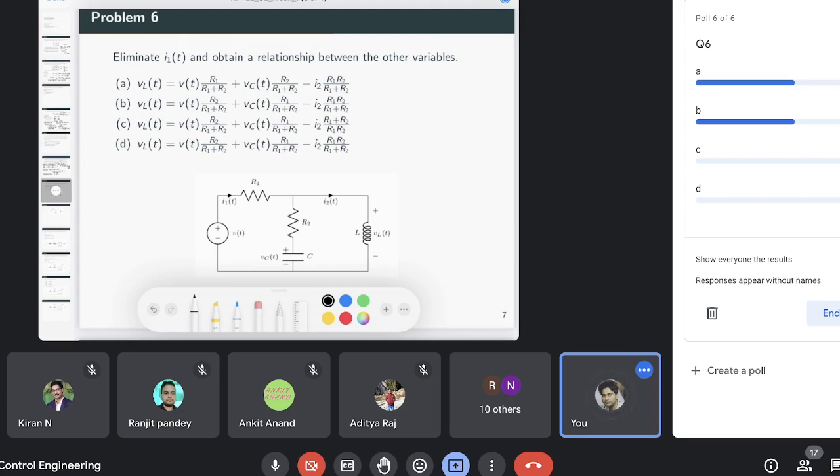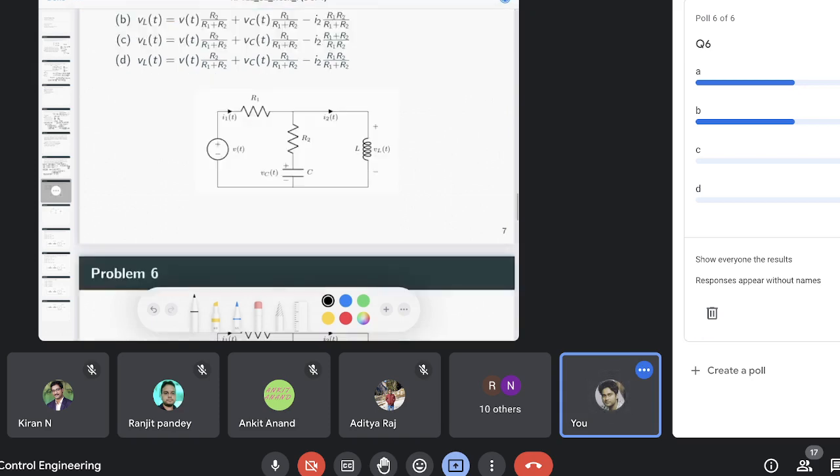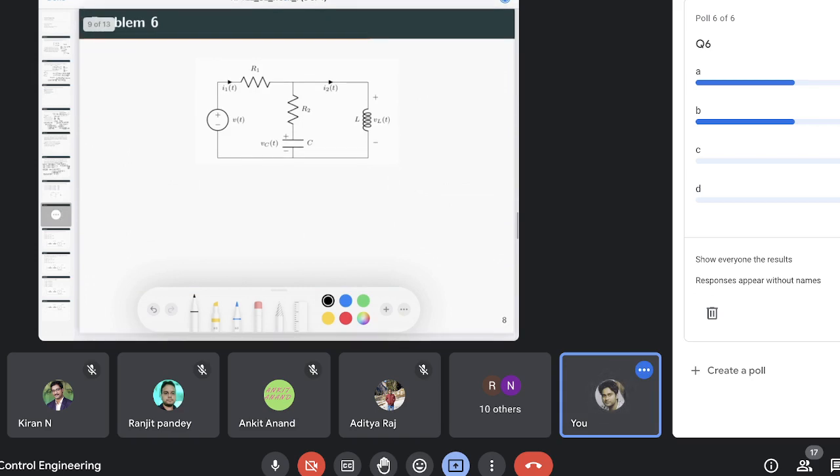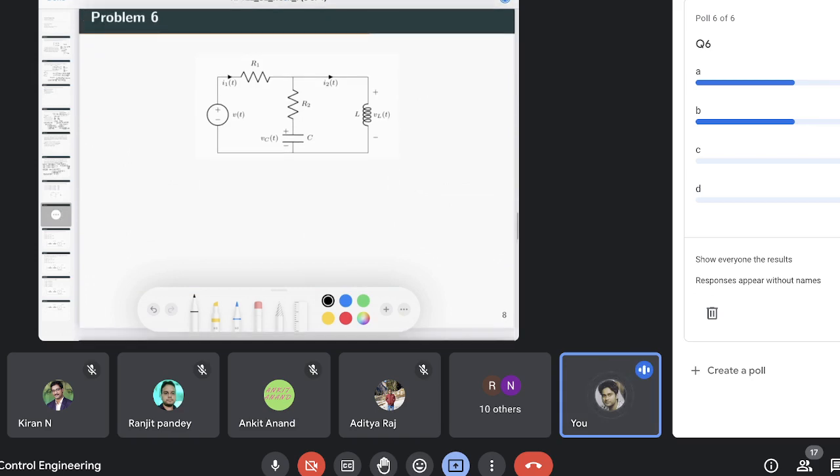Okay, so then I'll end this poll and discuss this question. So you just apply KVL and then write the voltage equation for each of these loops.